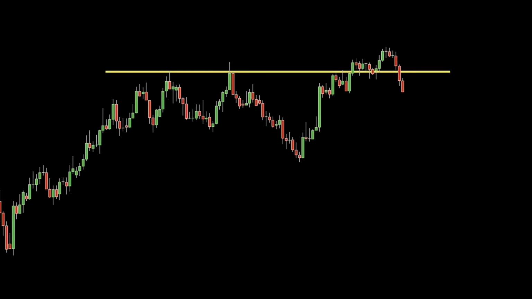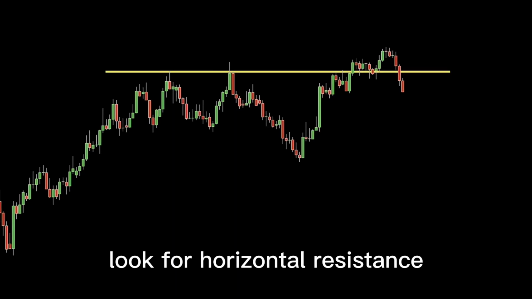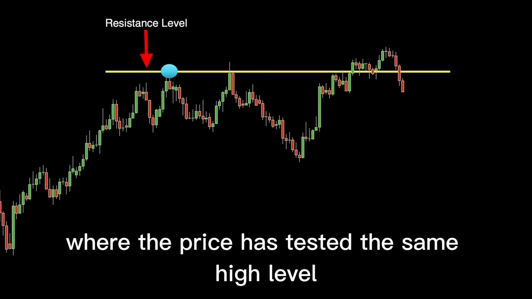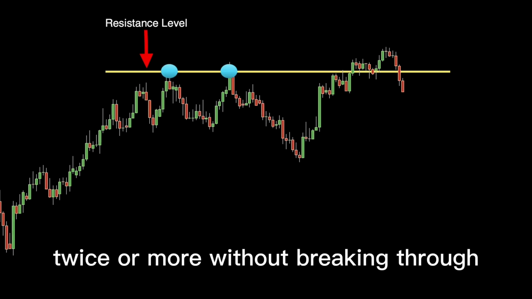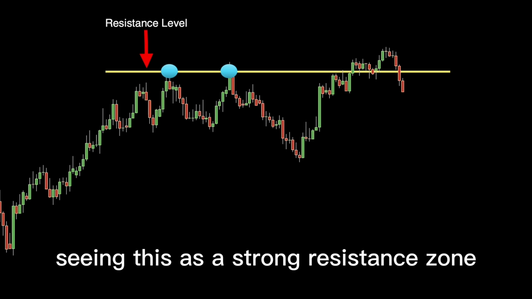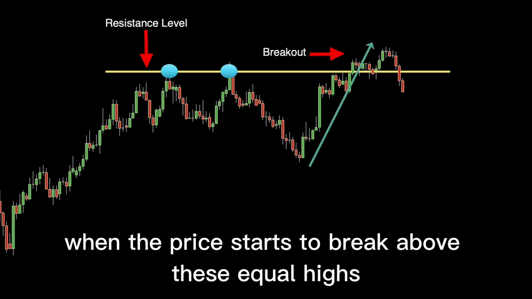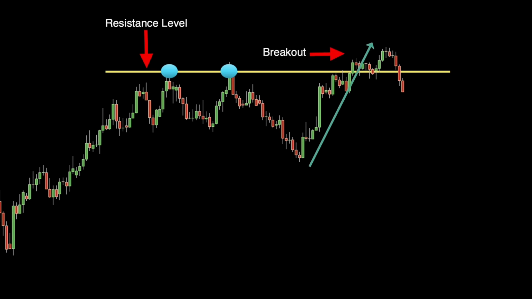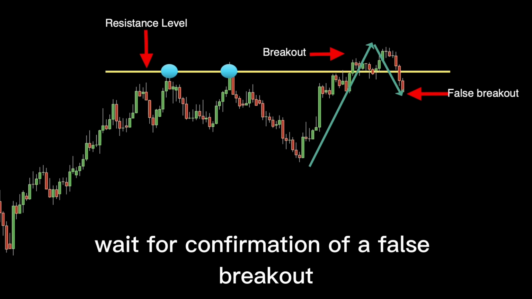This is where the real opportunity lies, so let's break it down step by step. Look for horizontal resistance where the price has tested the same high level twice or more without breaking through. This signals that many traders are seeing this as a strong resistance zone. When the price starts to break above these equal highs, don't rush in. Wait for confirmation of a false breakout.